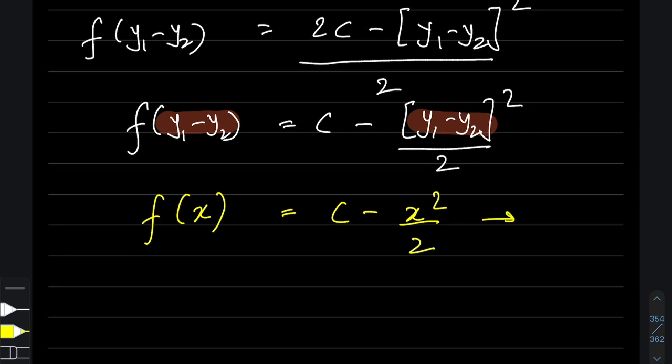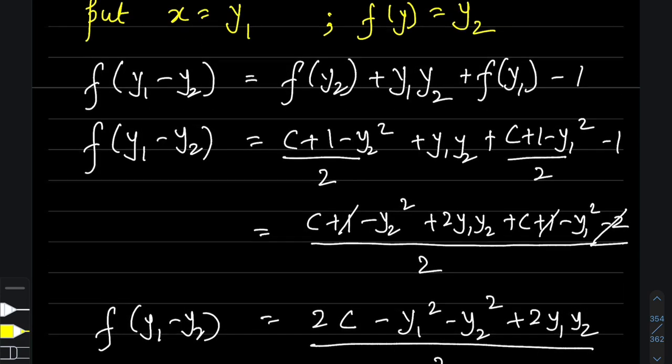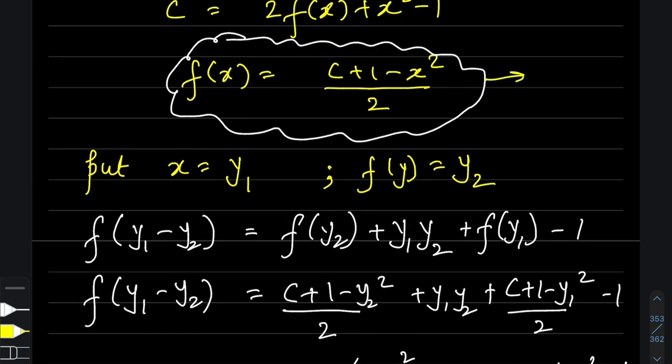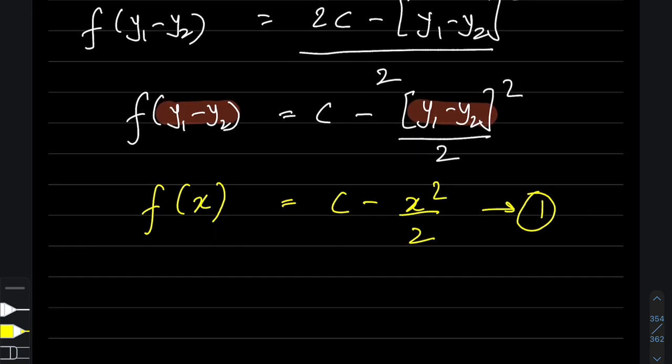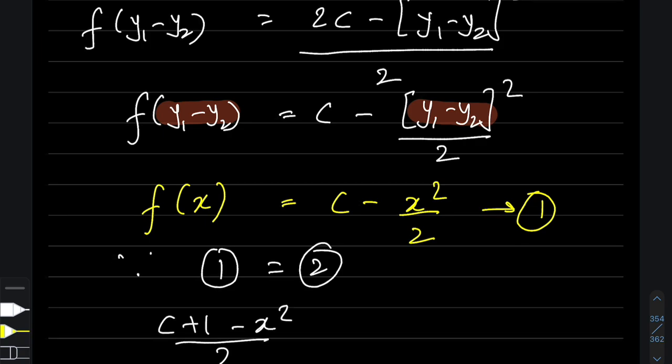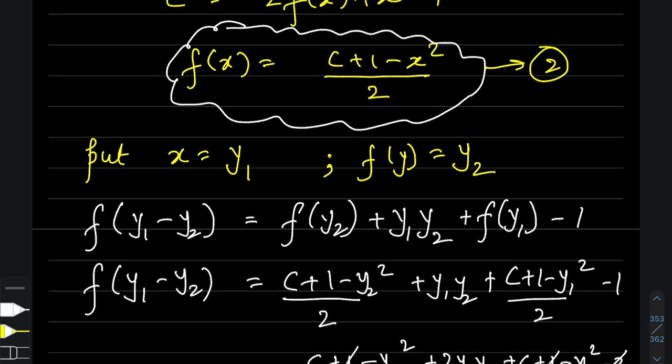So if you see, this is, let's say, the expression of the function, and we already had one expression over here. Let's call this 2. So since 1 and 2 correspond to the same function, may I equate them? Okay, so since 1 and 2 relate to the same function, can I say c plus 1 minus x squared by 2 is as good as c minus x squared by 2? Yes or no? Yes or no?